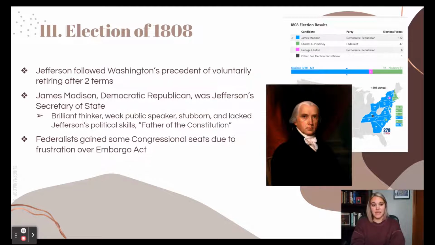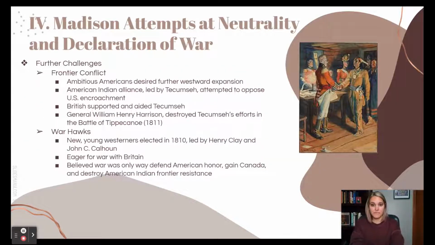the American government. Now, because of the Embargo Act and really frustration over that financial impact, we do see the election of more Federalists into congressional seats. And so we see a little more divided government in the election of 1808 and the years after that. So when Madison becomes president, he is going to try to continue neutrality. And so in the face of continuing challenges, he is going to try to prevent war.